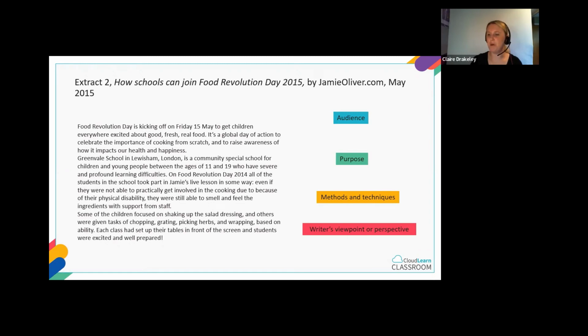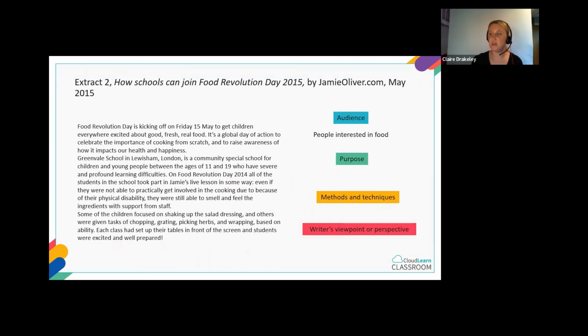And the writer's viewpoint or perspective, what is the takeaway perspective that we get from this article? Go on, Alex, hand up. Anyone can cook. Very good. Anyone can cook. Yeah, even children with profound learning difficulties. It says there they're given activities based on what they can do. Brilliant. Tabitha, to be more healthy. Exactly that as well. Very good.